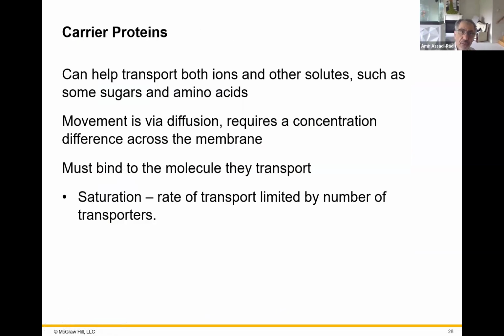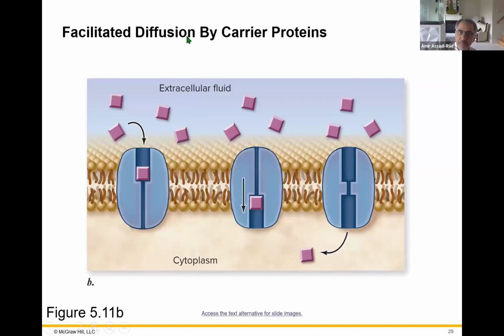Okay, other pictures. Oh, carrier proteins. They can carry molecules from one end of the membrane to the other, from inside to outside or from outside to inside, right here. Here are the molecules outside of the cell, and the carrier molecules move them, no ATP needed. Facilitated diffusion, no ATP needed.